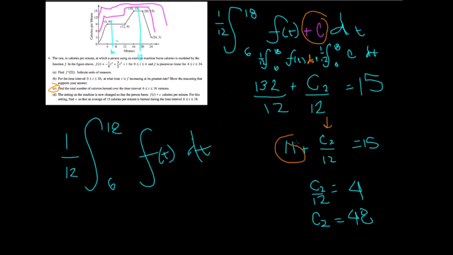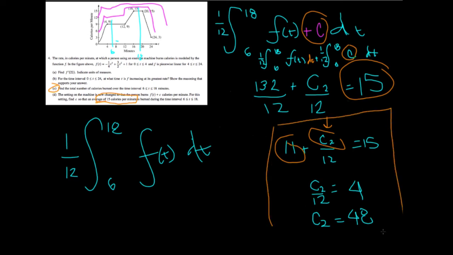And so right here, I just brought it over. So it's 11 plus c sub 2 over 12, which is equal to 15, the average amount of calories burned per minute. So that's what we're calculating for. And we're trying to find what c sub 2 is in order to find what c is over here. Alright, so c sub 2 over 12.